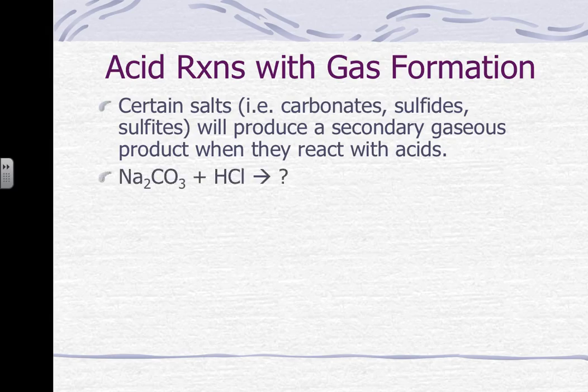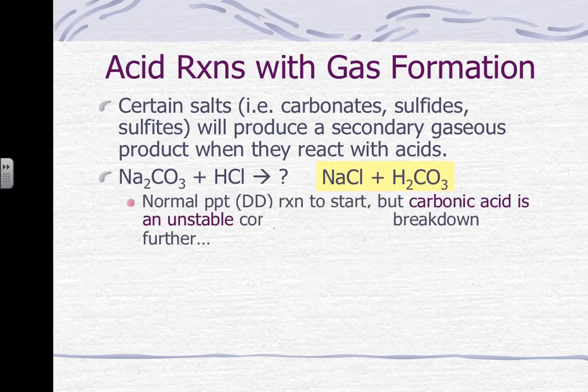For instance, if you take sodium carbonate, Na2CO3, and react it with acid, HCl, which is hydrochloric acid, first take a moment to pause the video and write the products of this reaction. Hopefully you wrote this, sodium chloride and H2CO3. So you have carbonic acid, H2CO3. Well, here's the problem. Oh no.